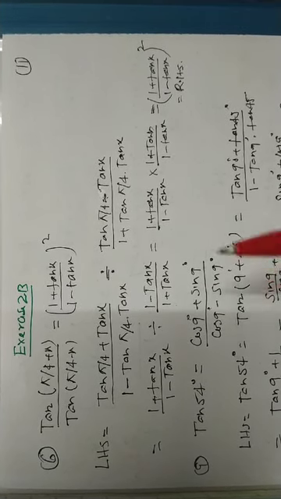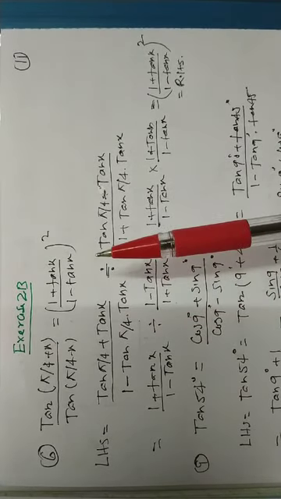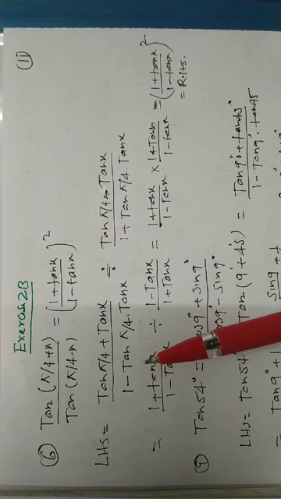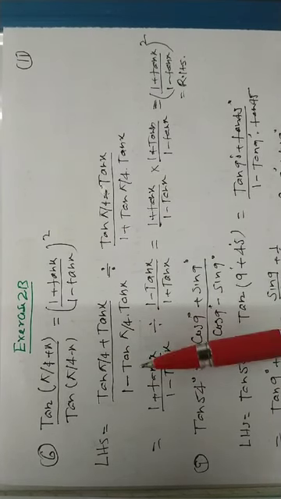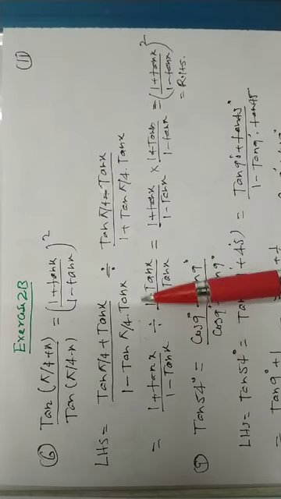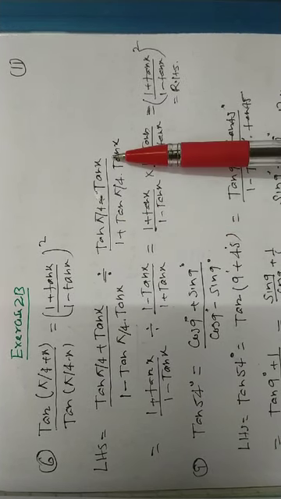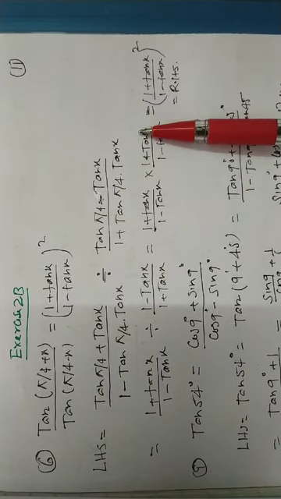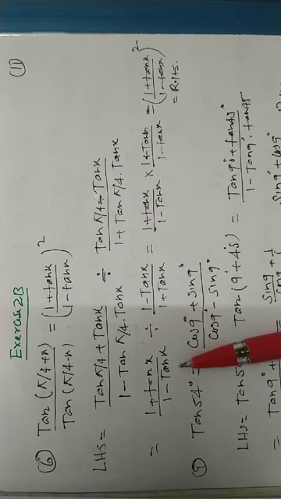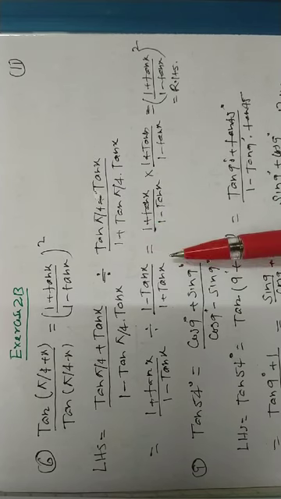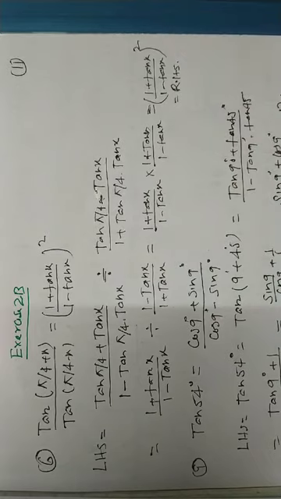This is a question of exercise 2B of R.S. Agrawal. Prove that tan(pi by 4 plus x) by tan(pi by 4 minus x) is equal to this. Now we are starting from LHS. Break tan(pi by 4 plus x): tan pi by 4 plus tan x by 1 minus tan pi by 4 into tan x, divided by tan(pi by 4 minus x): tan pi by 4 minus tan x by 1 plus tan pi by 4 into tan x. Now tan pi by 4 is 1. So 1 plus tan x, 1 minus tan x, over 1 minus tan x, 1 plus tan x. So on multiplication we get the RHS, the proof is ready.